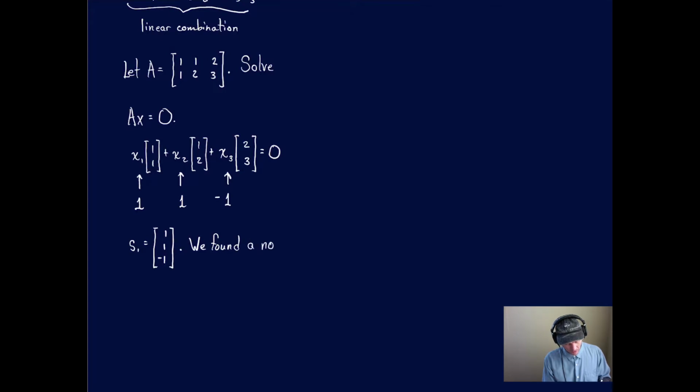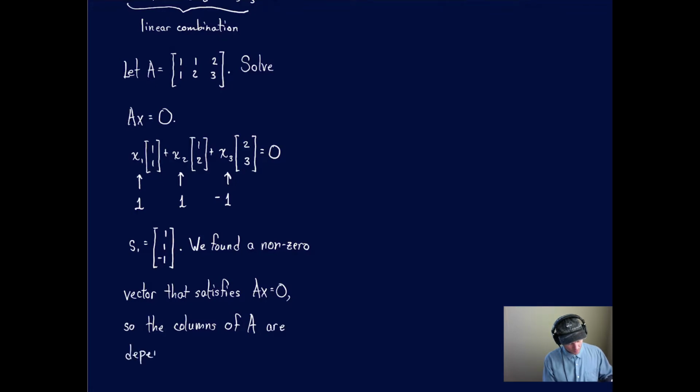a non-zero vector that satisfies AX equals 0, so we can say the columns of A are dependent. Columns of A are dependent.